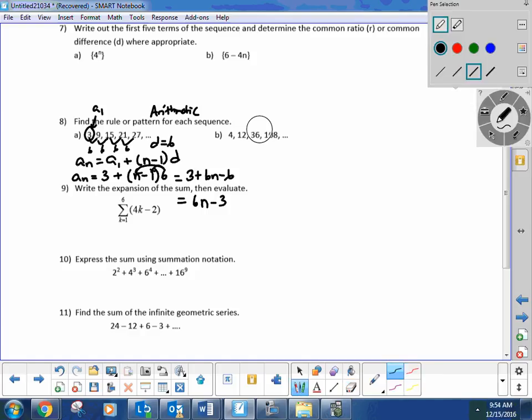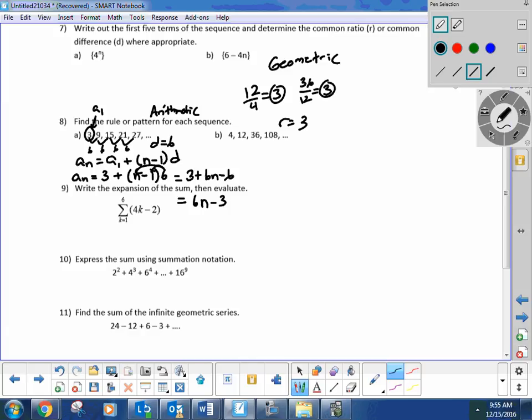So the way I do that is I take two numbers and divide them. Again, remember, one preceding the other. And one of the things we get is this 3. And then I take another two and divide them. I get the same 3. So that guarantees me that it is geometric, and that the r is equal to 3.